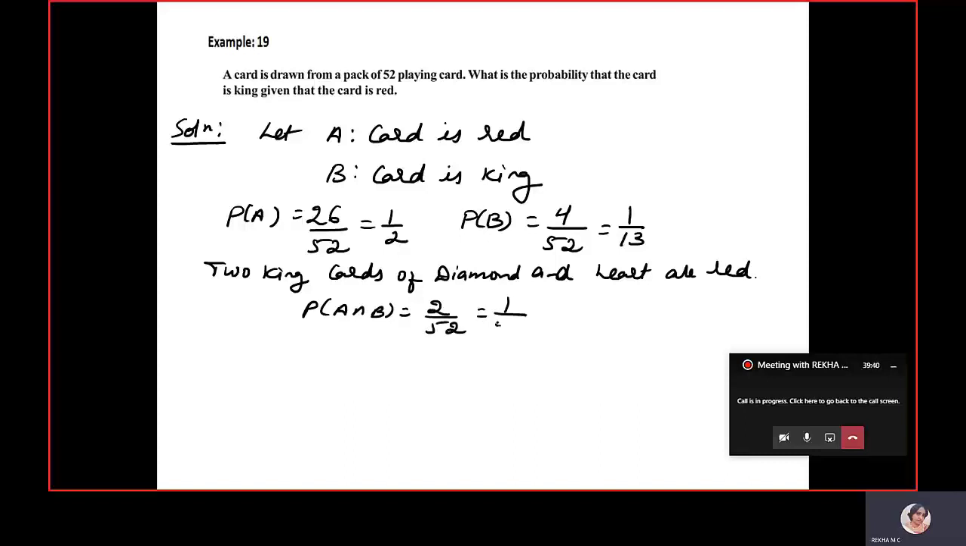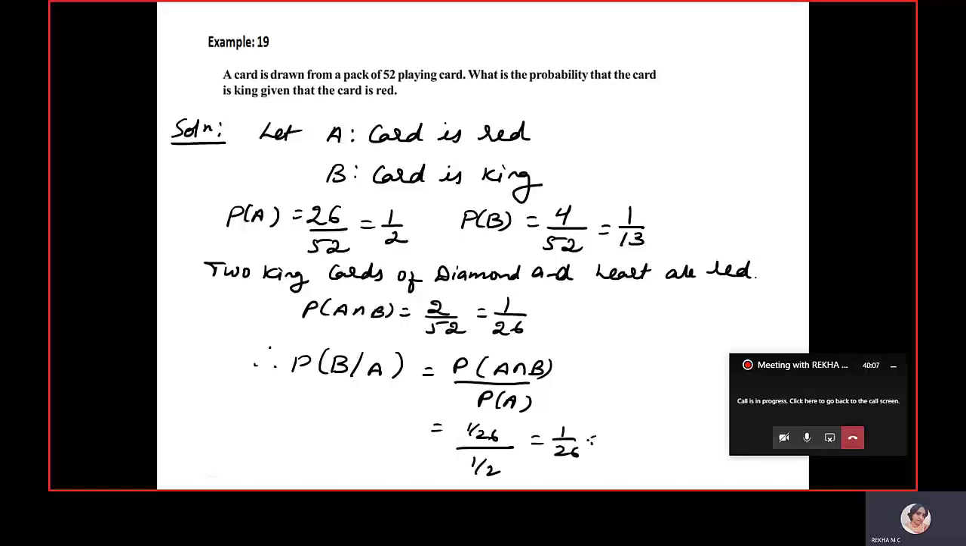Therefore the probability of B given A is equal to P of A intersection B divided by P of A. So P of A intersection B is 1 by 26 divided by P of A, which is 1 by 2. So that is 1 by 26 into 2, that is equal to 1 by 13.